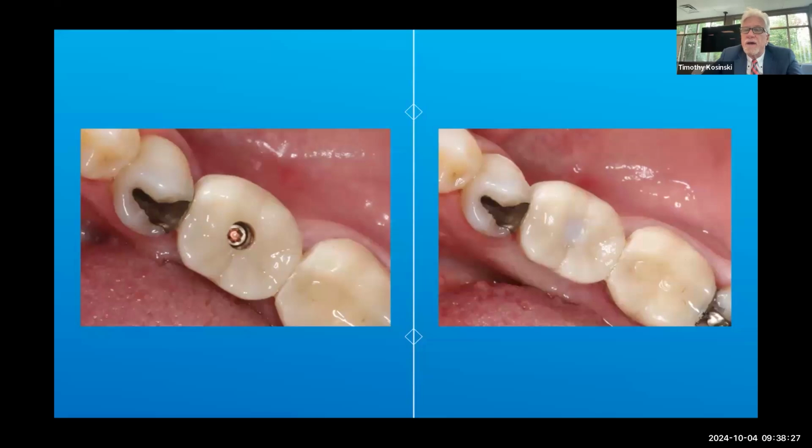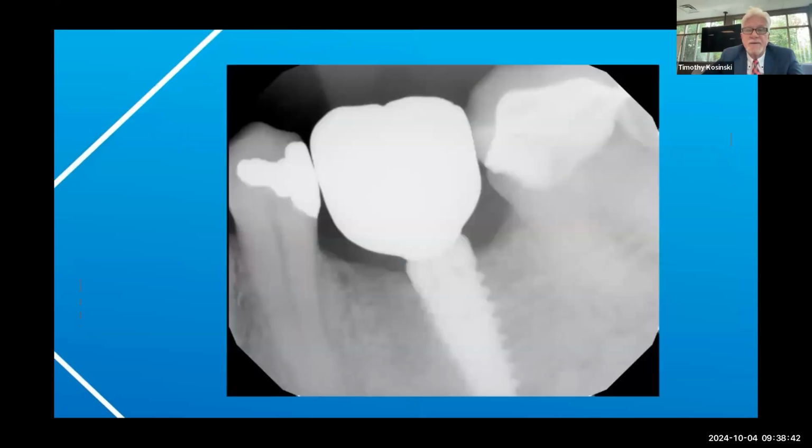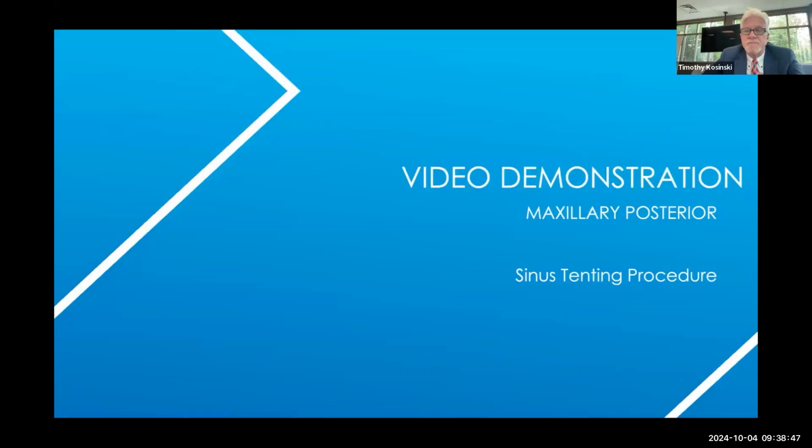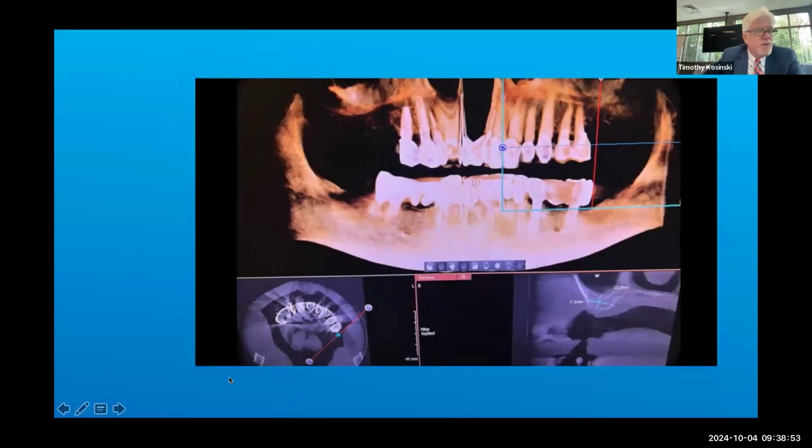Cover it over with Teflon tape, a cotton pellet, and composite restoration. We're able to provide this service very efficiently, cost effectively, and providing the service that the patients are requiring in your practices today. Postoperative radiograph and postoperative CBCT. Let's talk about sinus tenting.